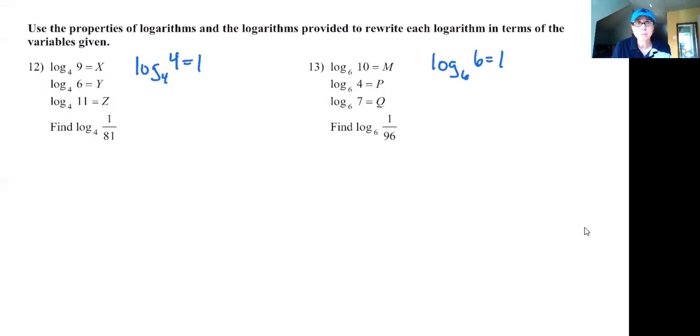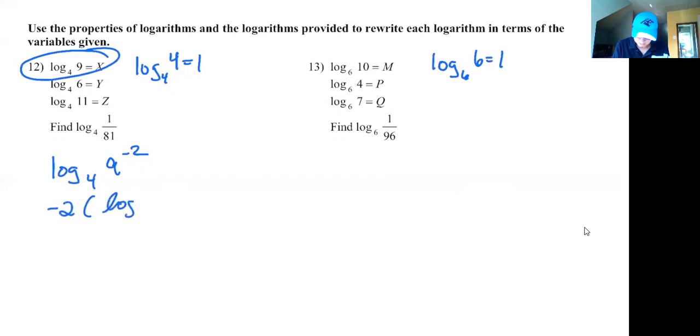So taking a look at number 12 here, I'm thinking about 81. I don't know much about 81, but I do know that 81 is going to be 9 to the negative second. Now let me look. Oh, look at that. There it is right there. That's all I need. So negative 2 times log base 4 of 9, which is x. So it's negative 2x. Bam, done.